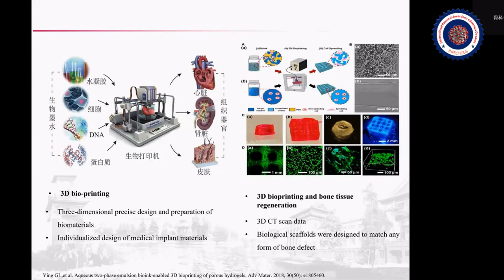The development of 3D bioprinting technology makes it possible to accurately design and prepare porous structure of biological materials. At the same time, it also makes it possible to design personalized medical implant material. In theory, 3D printed drawings of personalized bone repair materials, called CAD models, can be obtained only from 3D scan data of the experimental animals.